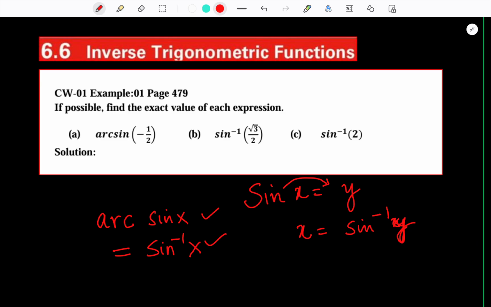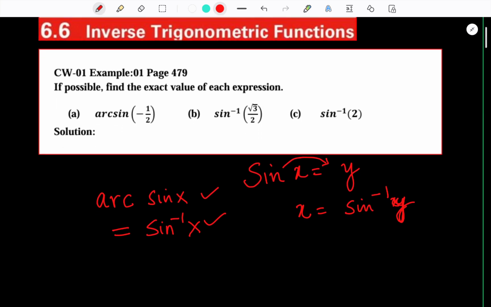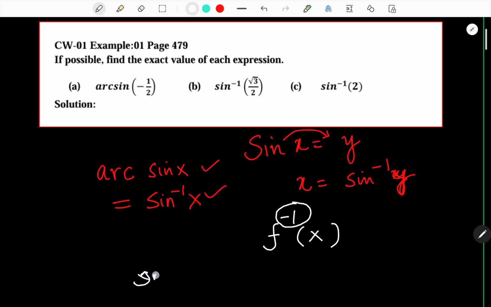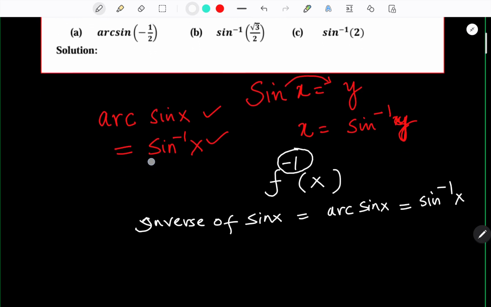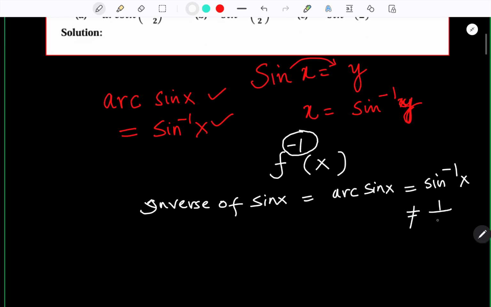The notation sine inverse x follows from the general mathematical convention of using power minus 1 to indicate the inverse function. In 001, you studied f inverse of x. So for an inverse function, we put the power as minus 1. In the same manner, we write the inverse of sine x as arc sine x for convenience, or you can also write sine inverse x. But keep in mind, this is not equal to 1 by sine x.